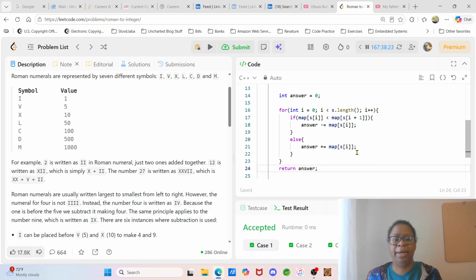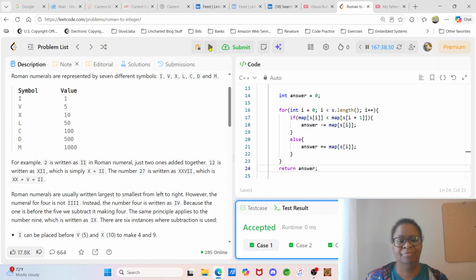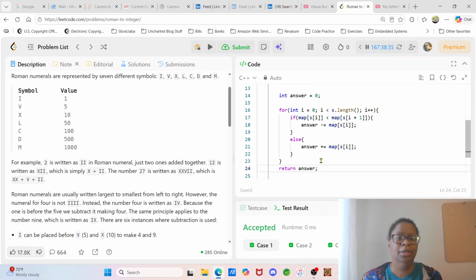All right, let's see what we got. Let's run it. Through all my typos, I am surprised I didn't make any mistakes.